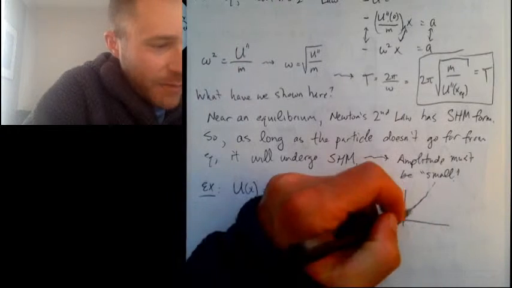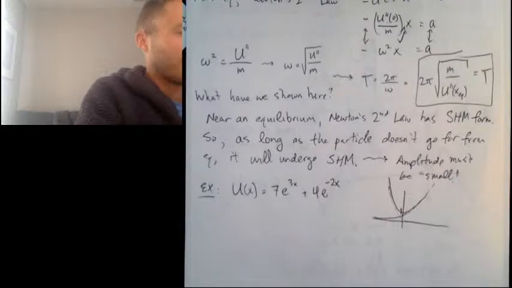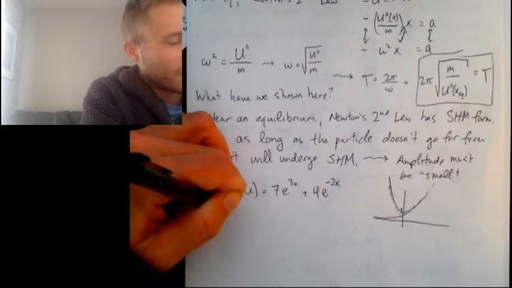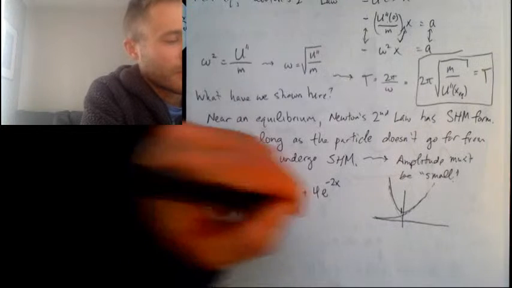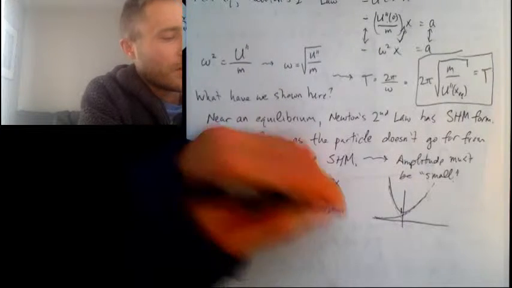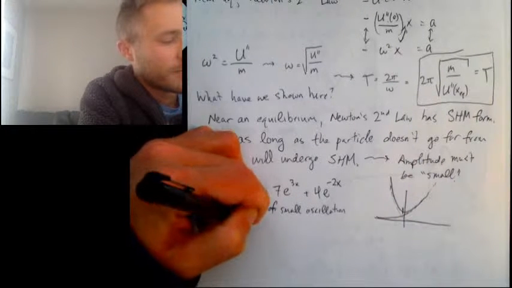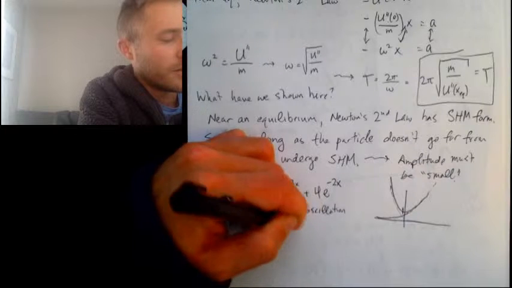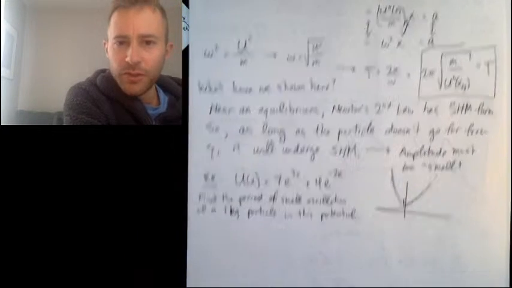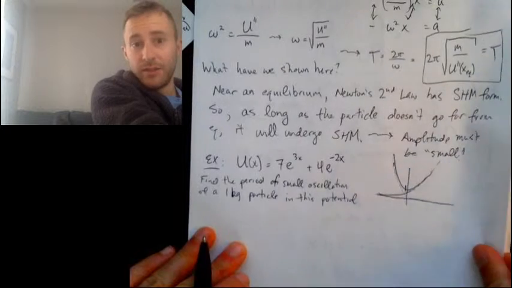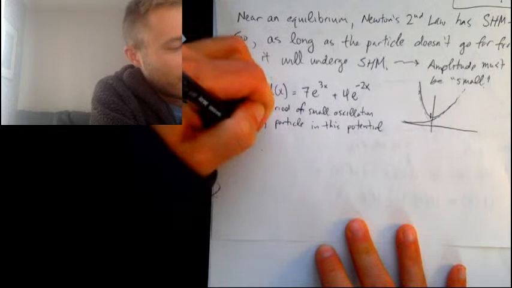Okay, so we're going to have a stable equilibrium right around here, close to 0. What we want to do is find the period of small oscillation of a 1 kilogram particle in this potential. The first thing you need to figure out is where the equilibrium is. So the first step is we need to find the equilibrium.